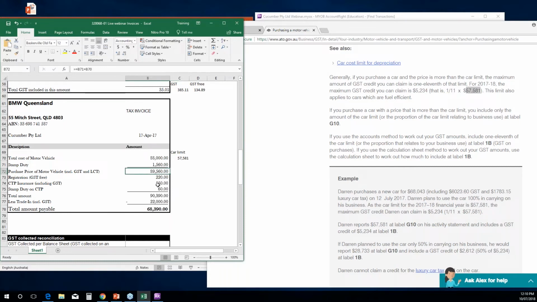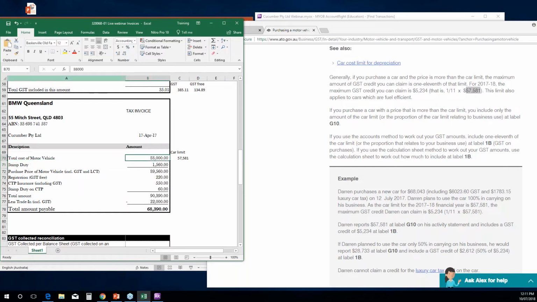Which one do you use? Do you use the 89,560 to split the car cost, or 88,000? As you can see, 1,560 is a stamp duty, which has no tax on it. Tax will not be claimed on stamp duty, so we will leave that out. If you include stamp duty on the car cost to work out the car limit, then you will be claiming actually more GST than what you're supposed to be.